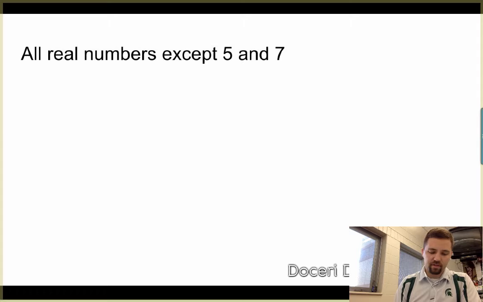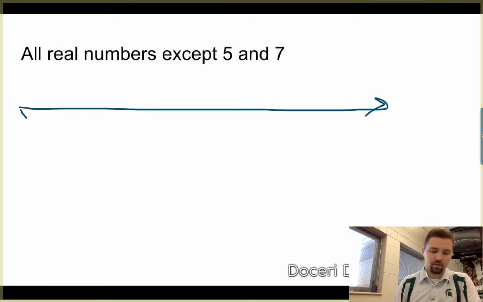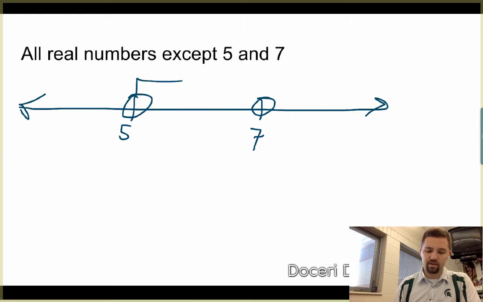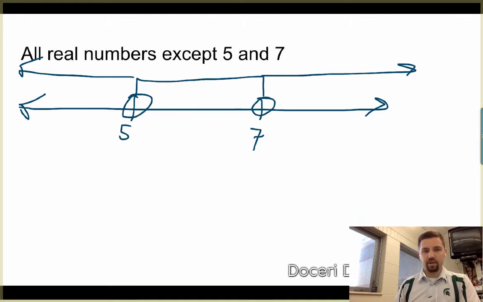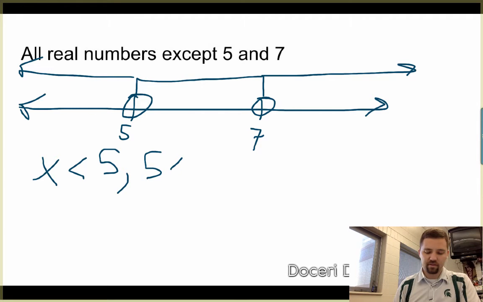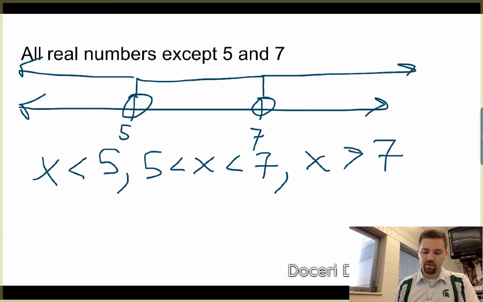So everything but 5 and 7 will look like this. On a number line, we put 5 and 7 on there. And we're going to shade everything except 5 and 7. Okay, so it's going to be everything from here to here, everything to the right, everything to the left. All right, for inequality notation, we would say x has to be less than 5, between 5 and 7, and x has to be greater than 7. Okay, so we kind of describe every one of those intervals using inequality notation.